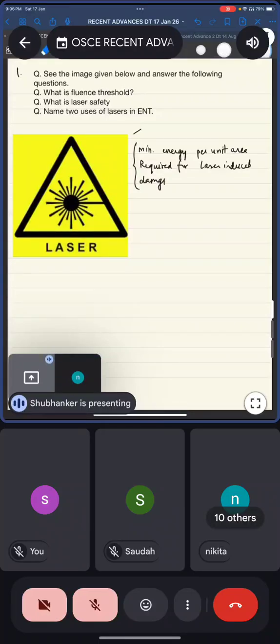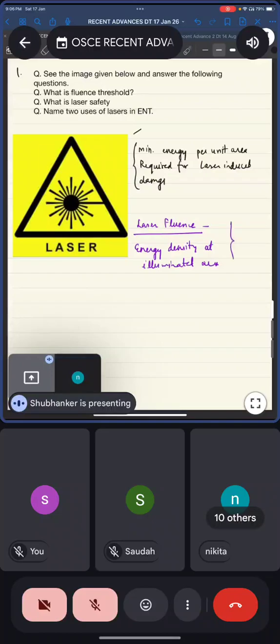Now, there is one more related question over here: something called laser fluence. Has somebody heard of it? Laser fluence. So, what is laser fluence? This is the energy density at the illuminated area. That is, at the area where the laser is working, what is the energy density? Both questions can be probable.